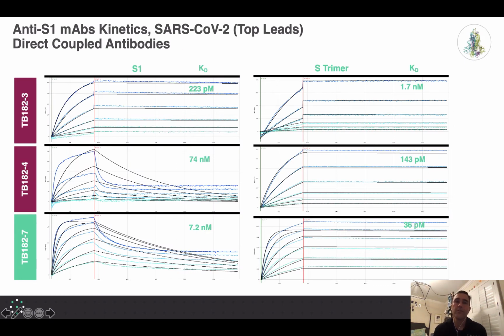We've also used this library for finding antibodies to SARS-CoV-2. And so shown here is just a little bit of data where we've actually found several antibodies, shown here TB182-3, 4, and 7, that have high affinity binding either to the S1 monomer or the S protein trimer on the order of picomolar to nanomolar affinity. So again, showing the power of this library to find very high affinity antibodies to all kinds of different targets, and in particular to the SARS-CoV-2 S1 protein.